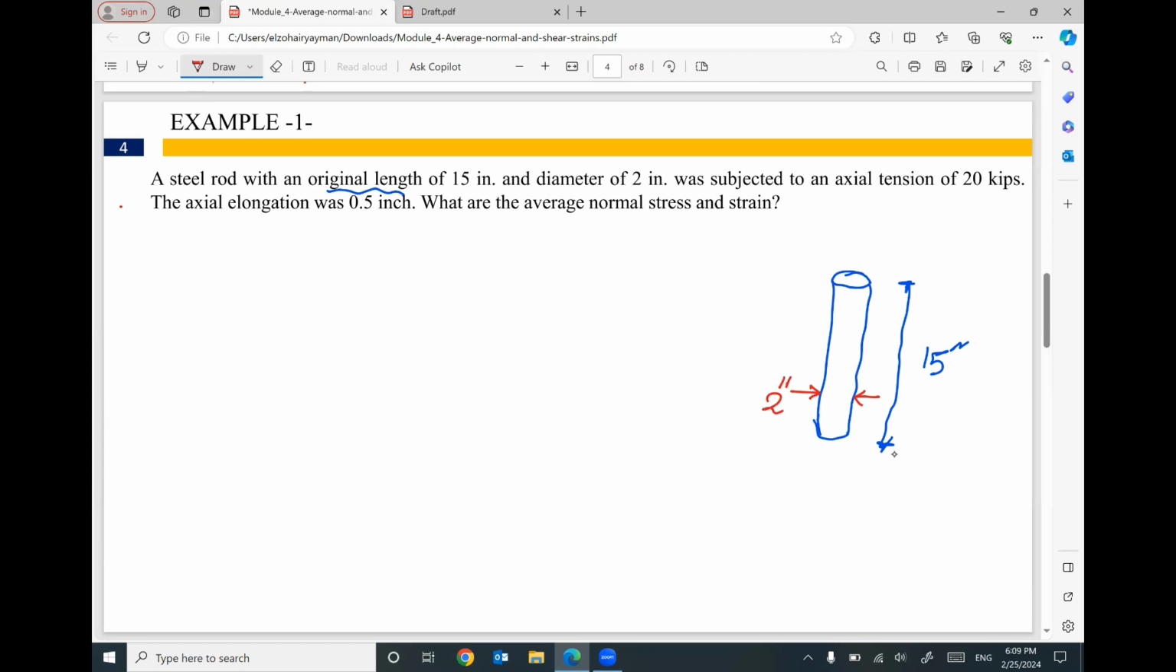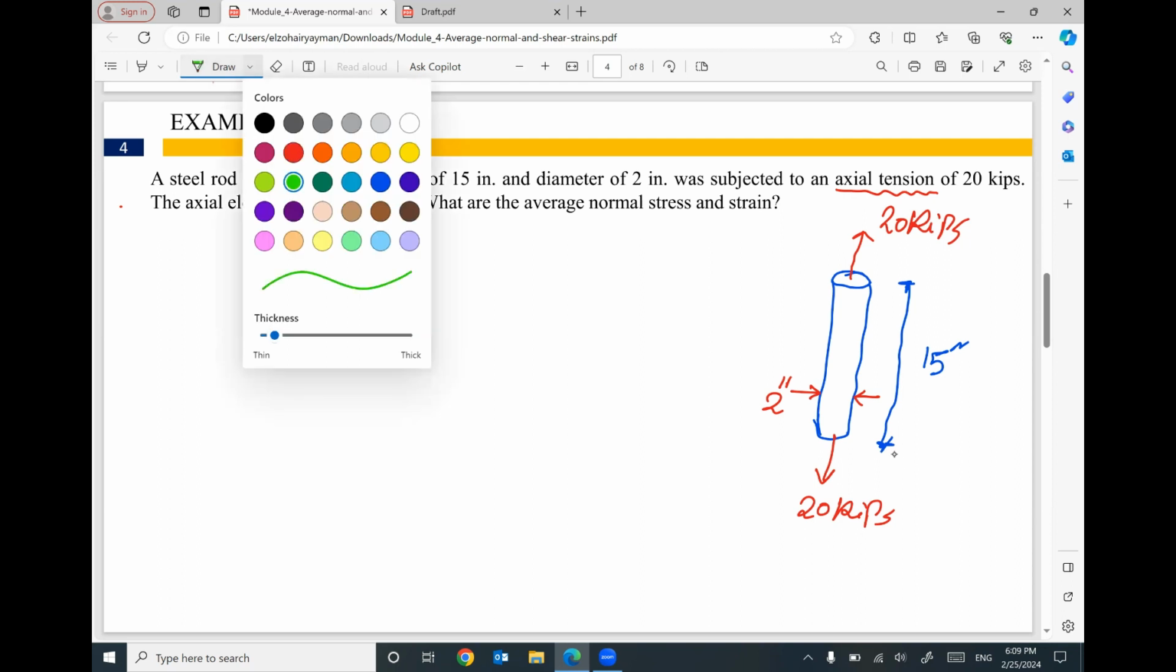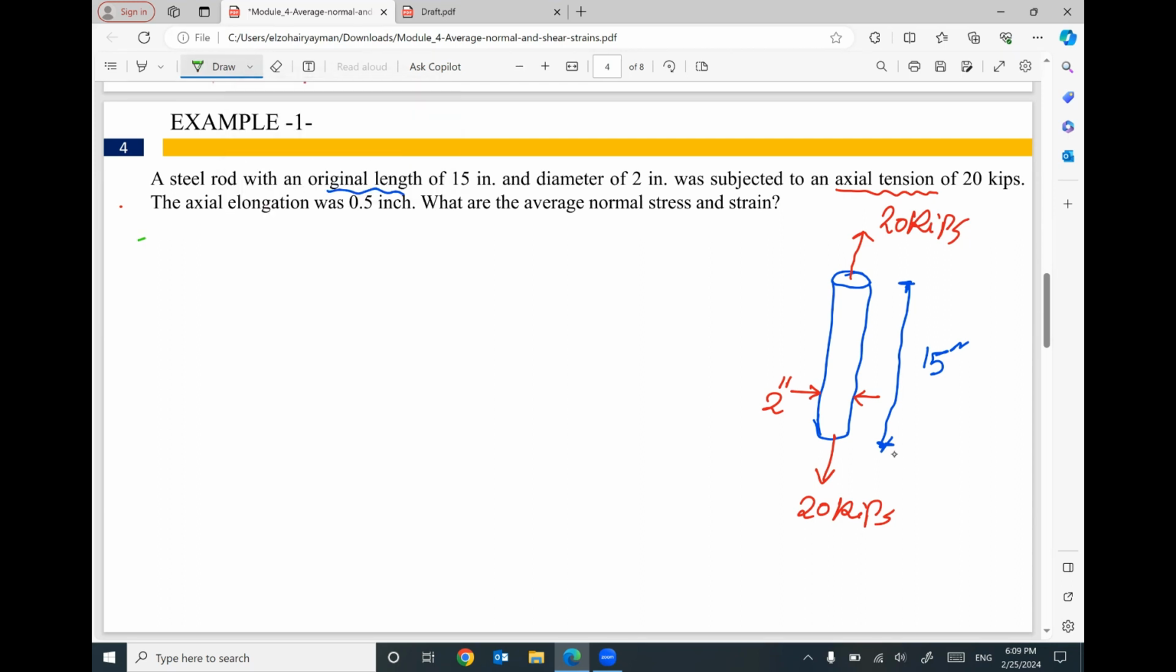This rod is subjected to an axial tension force. We have a force here pulling the rod, applying tension of 20 kip. And this axial tension force caused an axial elongation of 0.5 inch. So this member stretched by delta L equal 0.5 inch. What are the average normal stress and strain?